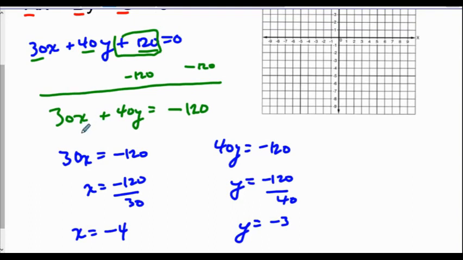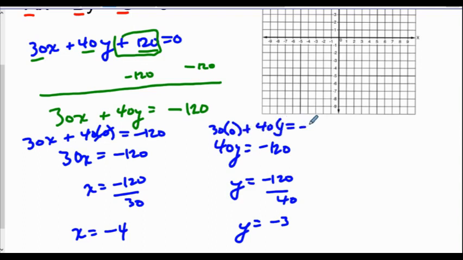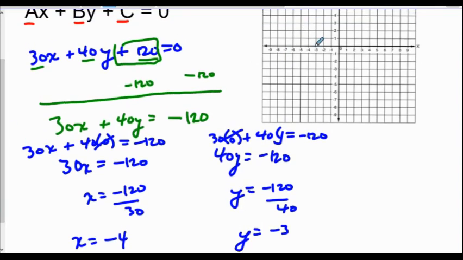Now I guess I skipped the first step. I guess the first step was 30x plus 40 times 0, and I'm just not writing that step in. I could write that in here. 30 times 0 plus 40 times y equals negative 120. And then that's a 0, so I'm not even writing that 0 in. I'm just not counting it when that happens. Okay, so x, negative 4, right here. Y, negative 3, right here.